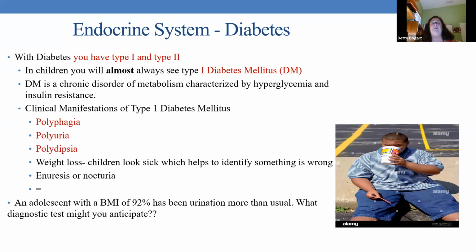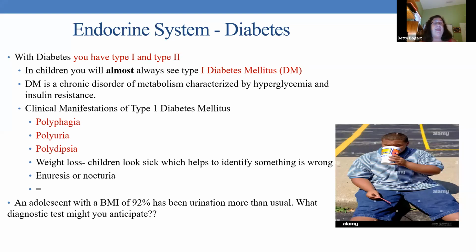So, diabetes, what do you see? Well, does it matter if it's the adults or does it matter if it's children? It's polyphagia, polyuria, polydipsia. You're hungry, you're urinating, and you're drinking a lot. And you usually see weight loss in that. So, for instance, if you had an adolescent who had a BMI really high, so you know that they're eating a lot of different things that they shouldn't or too much, and then they start urinating a lot. It's like, what might you anticipate for that child?